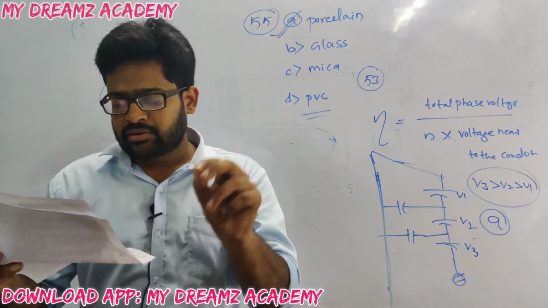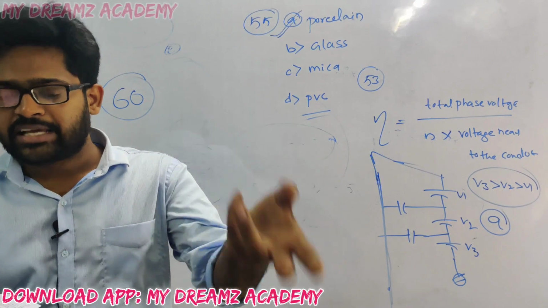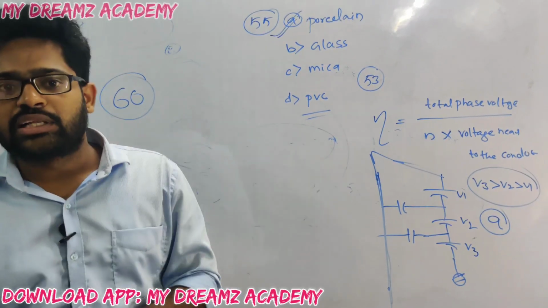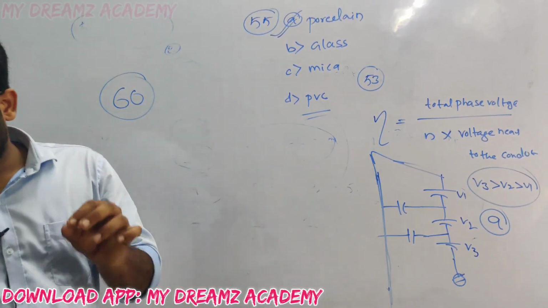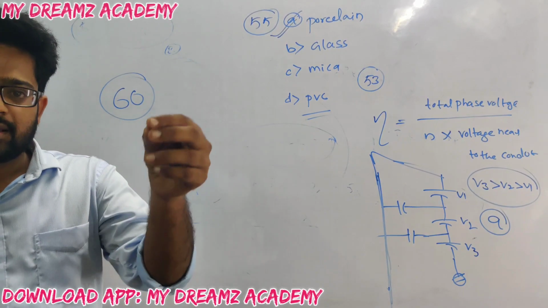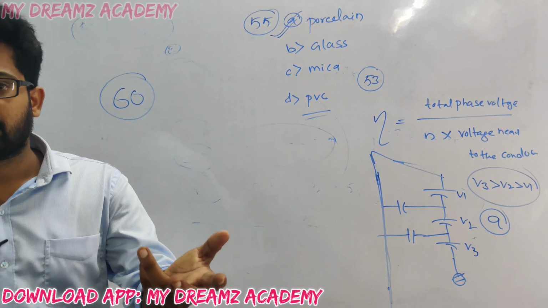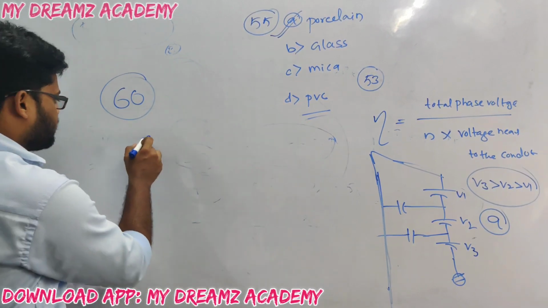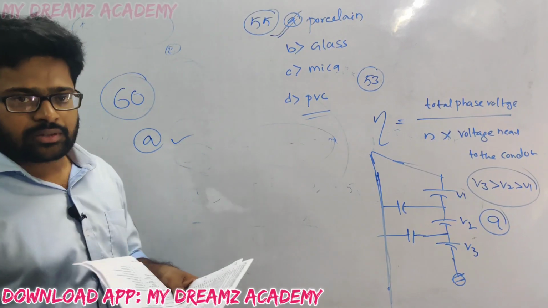Voltage drop in the feeder is less and the supply is more reliable. This is the only correct option. What is that? Voltage drop in the feeder is very less and the supply is more reliable. So option A is correct. Even though option A is correct, we will read the remaining options.